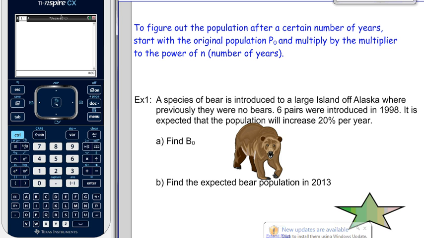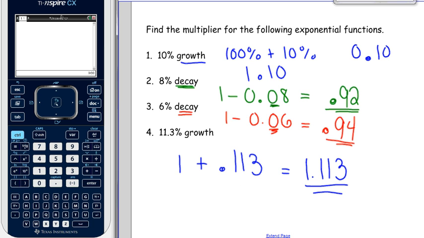Okay, so I'll show you how we actually use these multipliers. To figure out the population after a certain number of years or a certain amount of time, we start with the original population and multiply by the multiplier to the power of the number of years. So P sub 0, we say that as P initial. We'll have P initial times the multiplier to the number of years. The multiplier, remember, is what we just looked at. So in this example, 1.10 is our multiplier here, here, and here. Those are all multipliers.